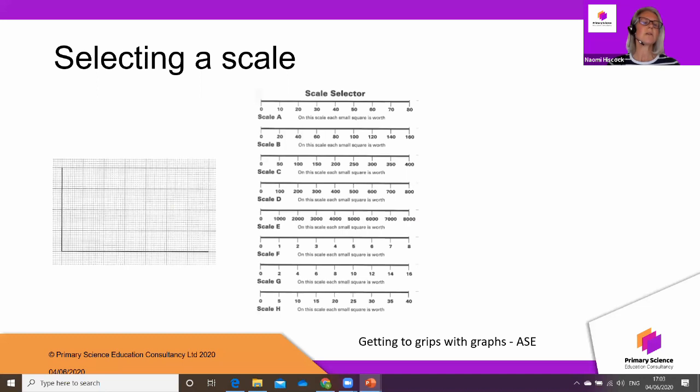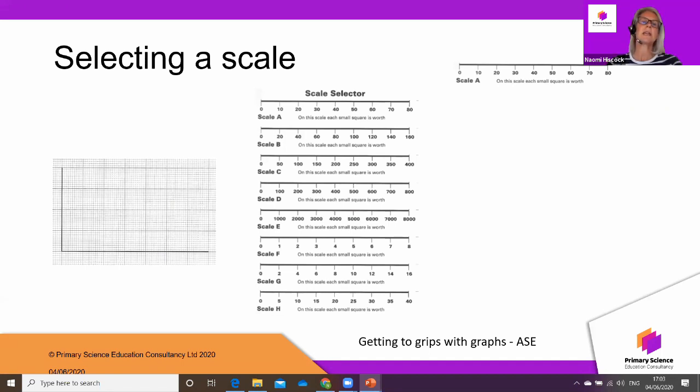They tend to go 1, 2, 3, oh, I'm going to need some higher numbers, 5, 10, oh, I'm not getting enough, I go 10, 20, 50, 100. And the problem with that, obviously, is that the numbers are not being spaced out equally along the graph. So one thing you can use is a scale selector. This is one from a book called Getting to Grips with Graphs. I was trying to find one on the internet. I can't find one that you can actually buy, but you can just make your own.